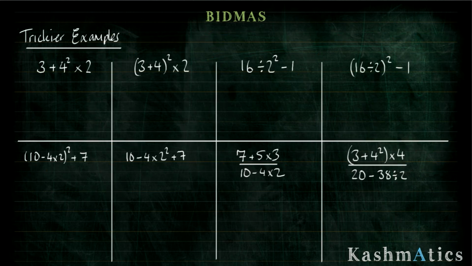Right, so here's 8 more examples, and these ones are slightly trickier because they do involve indices. And not only that, we've got some more complicated divisions and multiplications going on. Right, so let's have a look at the first one, and we go through BIDMAS just as before.